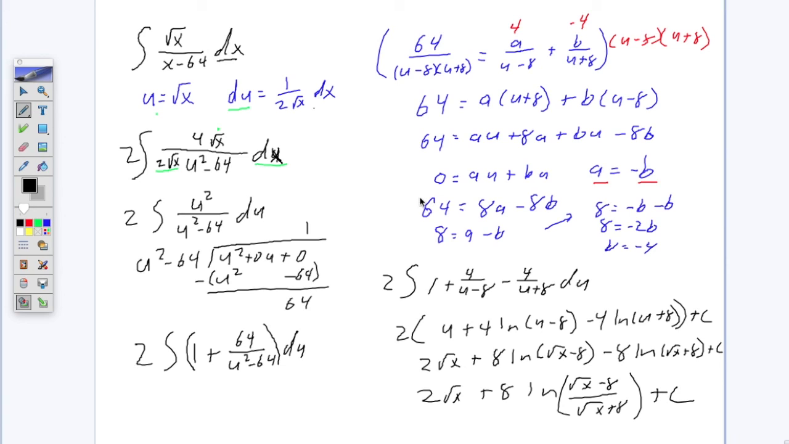Okay, I hope that helps you. That is how you would go about solving this, and this is the answer that you would get. Let me go ahead and highlight that in green for you. That is your answer.